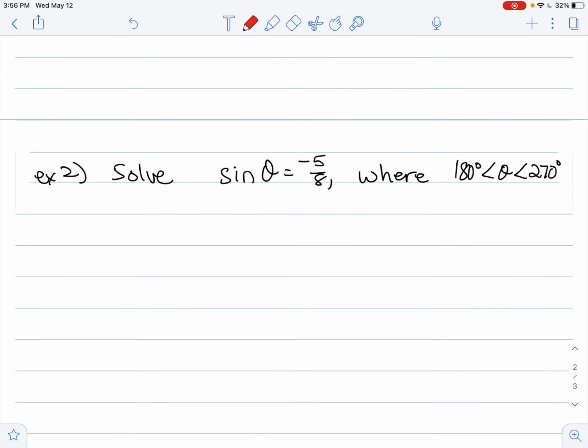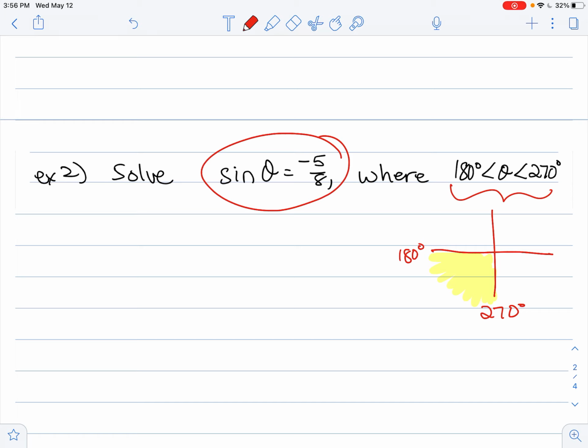It says solve sine theta equals negative 5 over 8, where theta is between 180 and 270. So this tells us where it is. So this is 180 degrees here. Here's 270. So we know theta is somewhere in the third quadrant here, okay? So we want to know where is sine theta equal to negative 5/8. So if I wanted to draw theta, it'd be somewhere inside here. And we know it's going to equal negative 5 over 8.